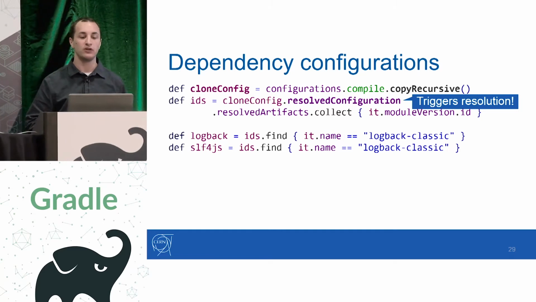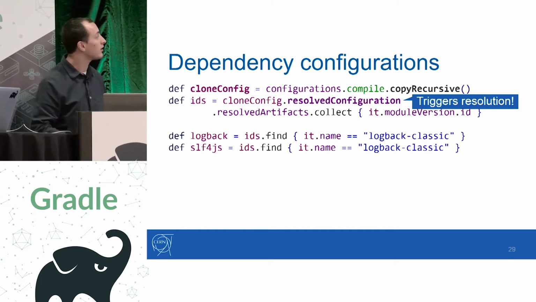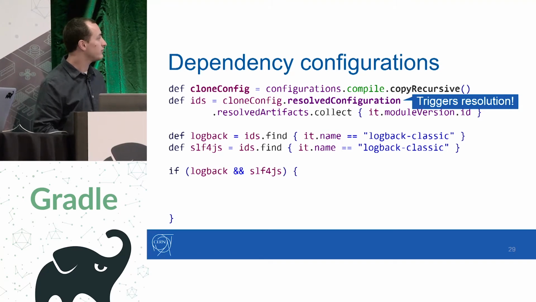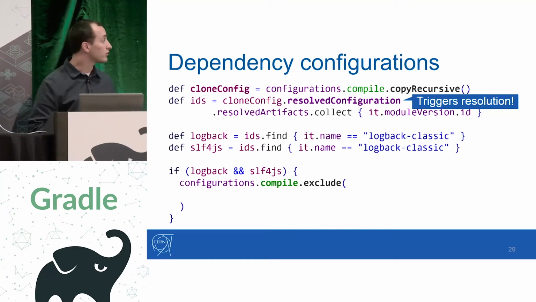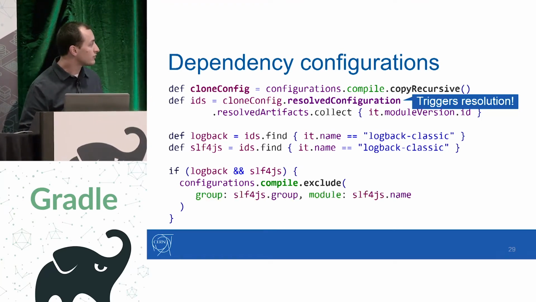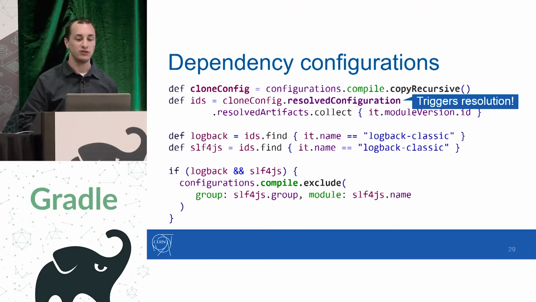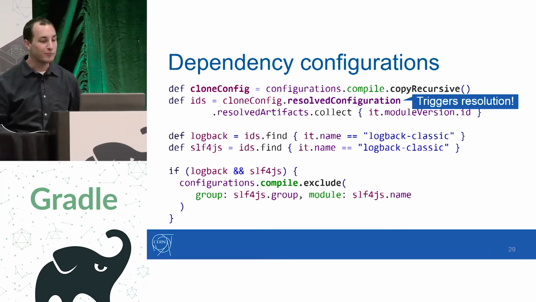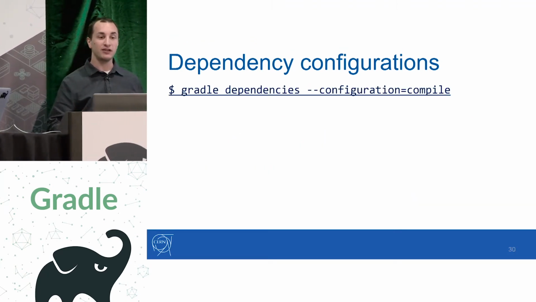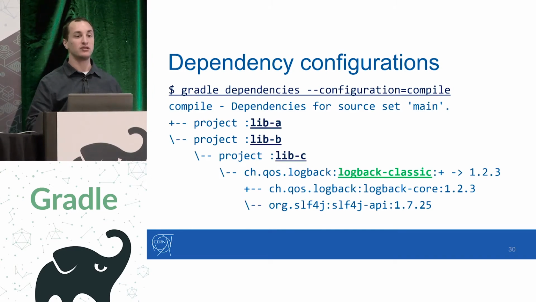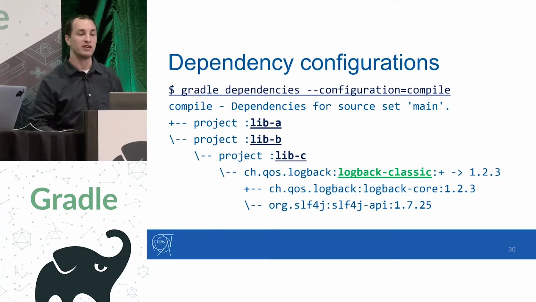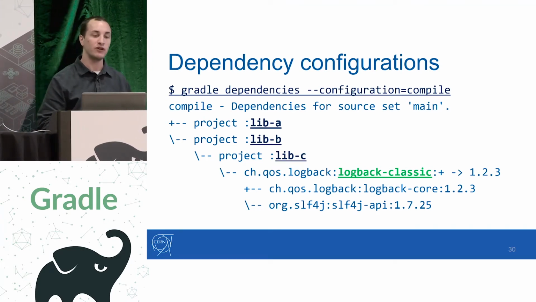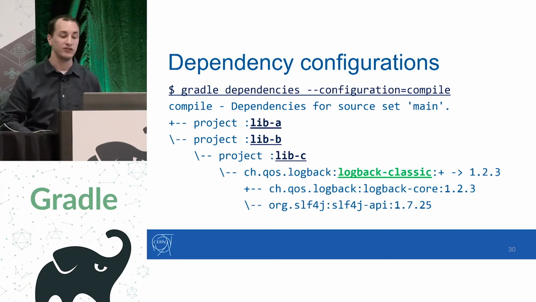And then we can easily look for the two questionable artifacts, and then make a decision that if both are present, then there should be some kind of exclusion on the compile configuration to exclude the SLF4J Simple from the dependency tree. Obviously, that's a typo. It should be SLF4J, but that's OK. So after applying these few lines of code, we can actually get rid of the SLF4J dependency in a safe way. What I mean by that is that only if our predefined condition is met, when Logback Classic is present.